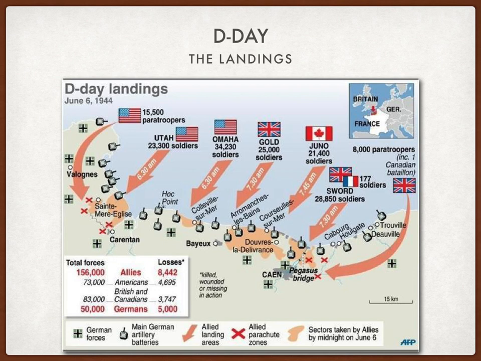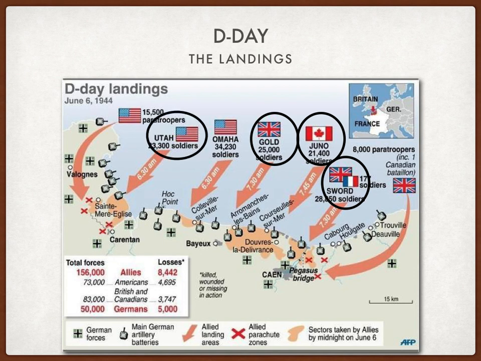All the beaches were given code names. The first one was Gold, in which 25,000 British soldiers landed. Juno was another one where 21,000 Canadian soldiers landed. Sword was another beach, where over 28,000 British and French soldiers landed. Utah was where the American soldiers landed, and Omaha was the biggest landing, where 34,000 soldiers landed.